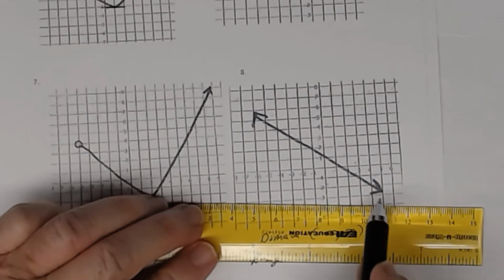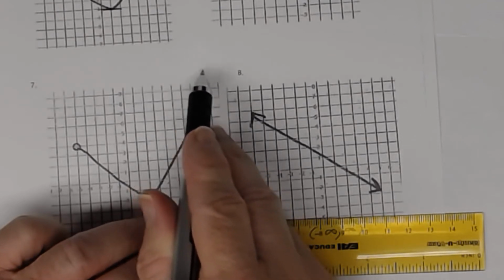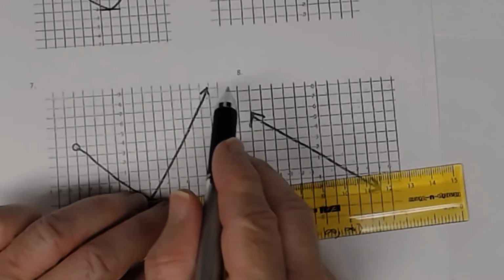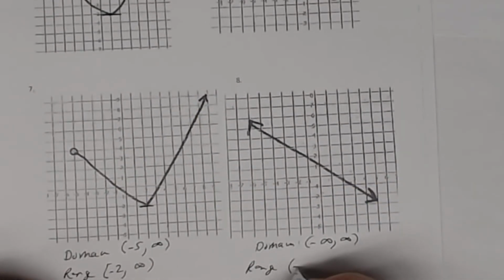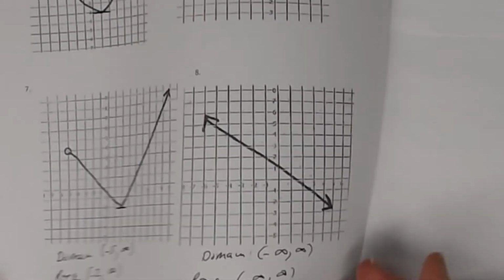The range, same thing, right? It keeps on going down. So if you look at all these y values, the range will be from -infinity all the way to positive infinity. -infinity to positive infinity. So that's number 8.